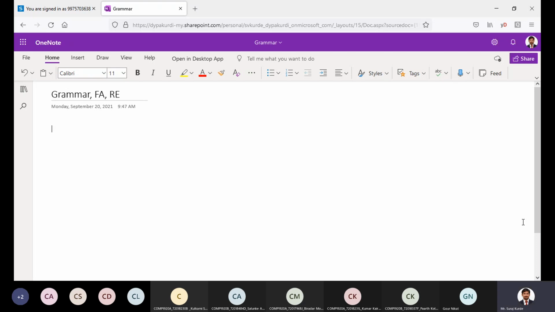Today we'll see some different types of examples for generating grammar, and then we will see the conversion rules for NFA and conversion of grammar to DFA, DFA to grammar, and regular expression to grammar. First, try to solve this.